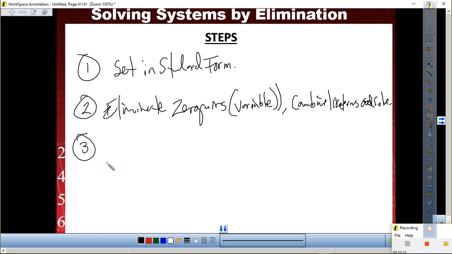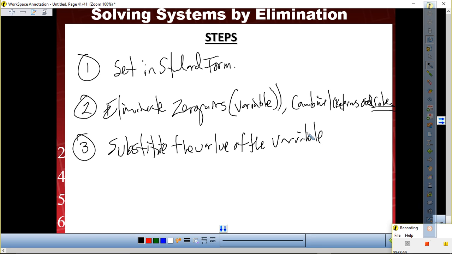Step 3. So we set in standard form. Step 2, eliminate a 0 pair, combine like terms, and solve. What is step 3? Hannah? Solve with a variable. Yeah, we already solved right here. And solve. So then substitute the variable. Substitute the value of the variable into one of the equations, and solve.